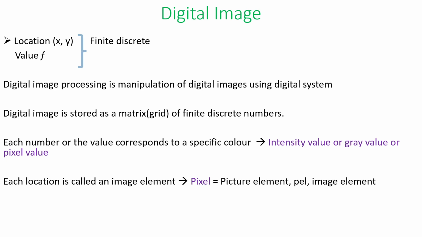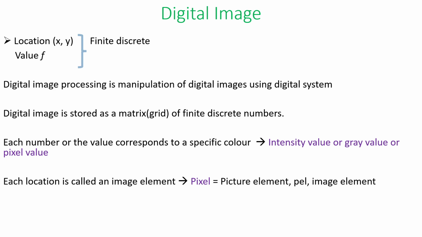So a digital image is represented or stored as a matrix of finite discrete numbers. But these finite discrete numbers should have a meaning, because a digital image is a signal and a signal should always have some physical meaning associated with it. And coming to the major terms in the digital image or any image, there are two terms. One is the value f. The value f, or the number at a particular location x comma y, you call it the intensity value, gray value or pixel value.